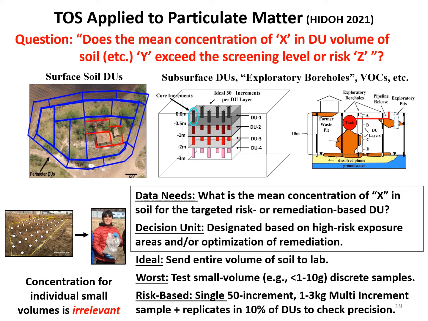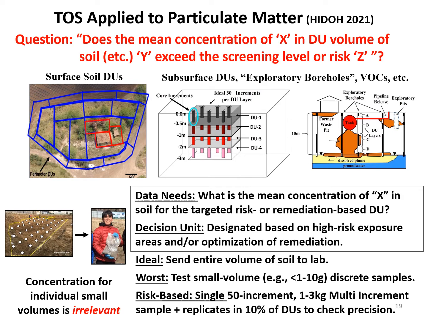And so we always start off with a question for any type of environmental investigation or even for commodities. The question is always very similar. It's, does the mean concentration of X in the DU volume of soil, in this case Y, exceed the screening level or risk Z? So the first thing you have to think about is your data needs. So what is the mean concentration of X in soil for the target risk remediation-based decision in these areas and volumes of soil? That's what the remediation or the risk people are going to tell you they need.